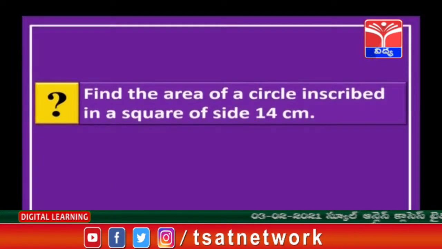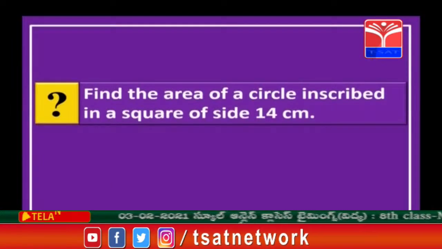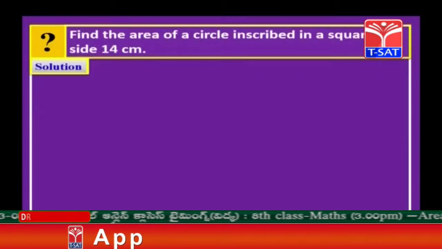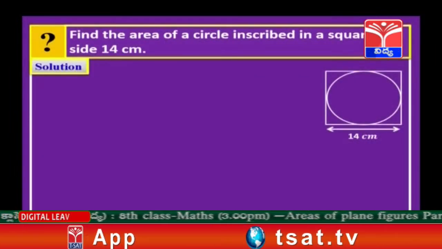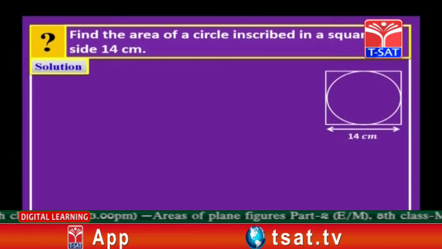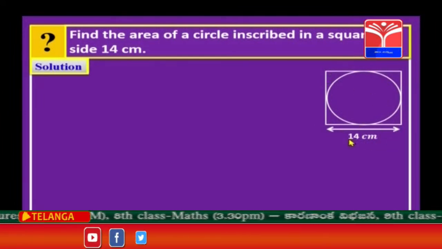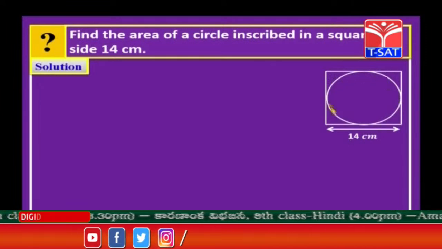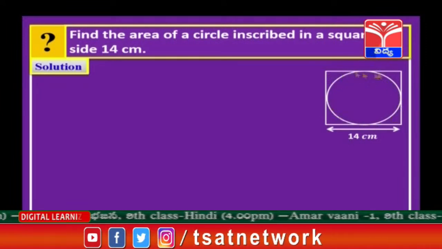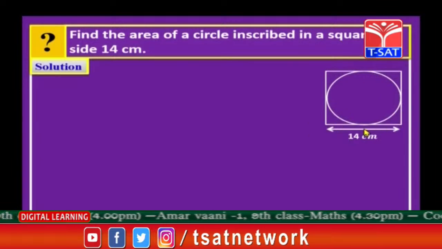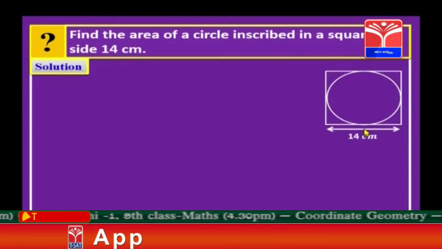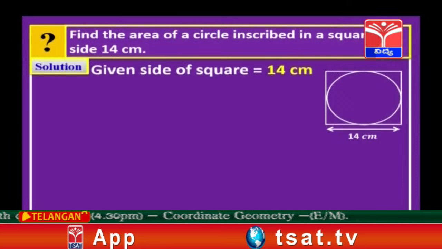Let us start with our first problem. Find the area of a circle inscribed in a square of side 14 centimeters. Let us start with the solution. So here you can notice a circle is inscribed in a square. That means a square is there whose side is 14 centimeters. Inside that there is a circle touching all the sides of a square. Now what we need to find, children? We need to find the area of the circle.